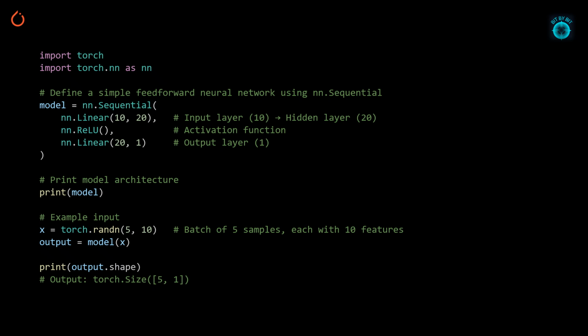Next, we create a batch of 5 input samples, each with 10 features, using torch.randn. We pass the input through the model to get the output. Finally, we print the shape of the output. It shows 5 rows and 1 column, meaning 1 output for each input sample. This is how torch.nn helps us define and use neural networks in PyTorch.